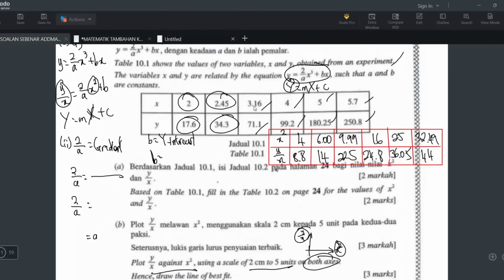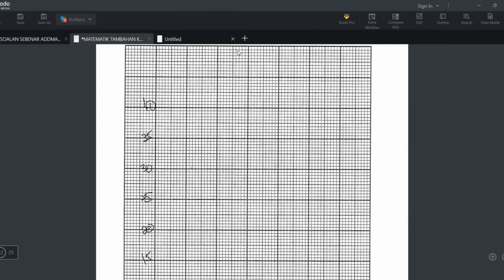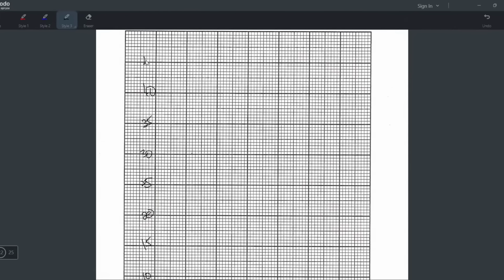Alright, for the y-axis: 5, 10, 15, 20, 25, 30, 35, 40. I think it's enough. Let's check what the highest value is. For the y-axis, the highest value is 44. So 44. Okay, let's put one more, 45. Yeah. So this one is y over x.